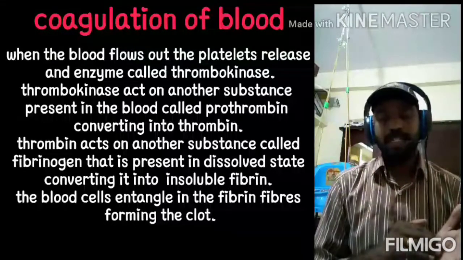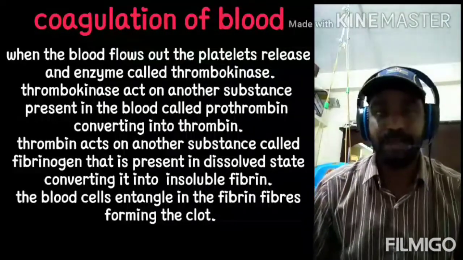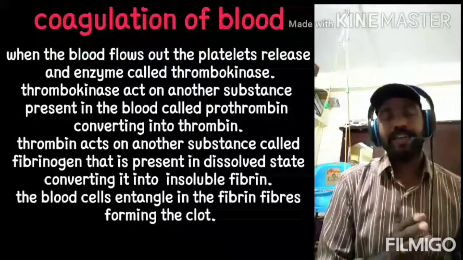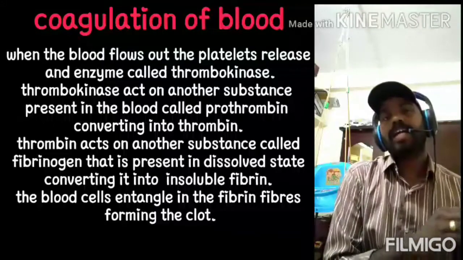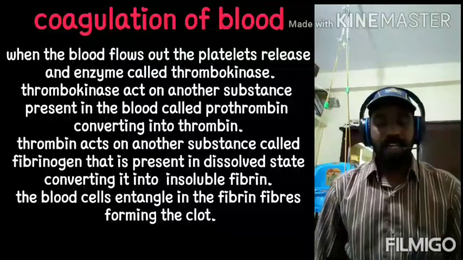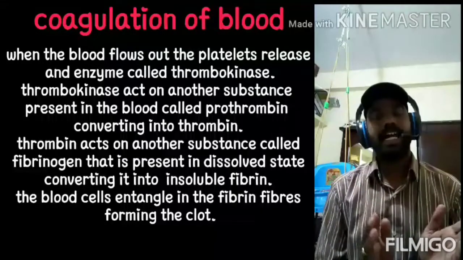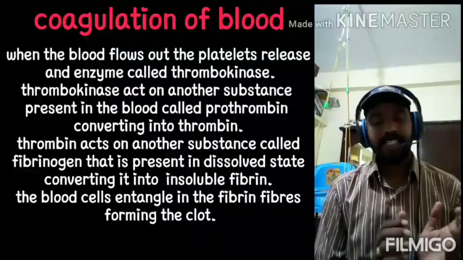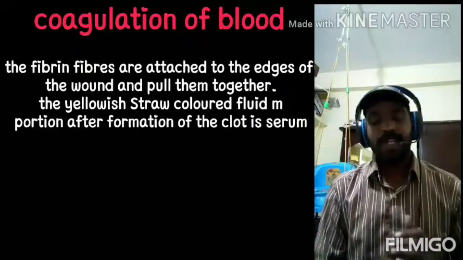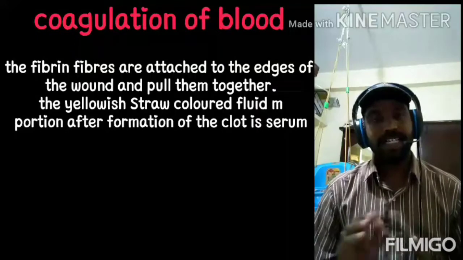Finally, the thrombin also acts on another substance present in the blood called fibrinogen. Fibrinogen is in a dissolved state. When thrombin acts on the fibrinogen, it is converted into fibrin. Finally, blood cells entangle in the fibrin fibers, forming the clot. The fibrin fibers are attached to the edges of the wounds and pull them together. The yellowish chalk colored fluid portion present after formation of the blood clot is called serum.